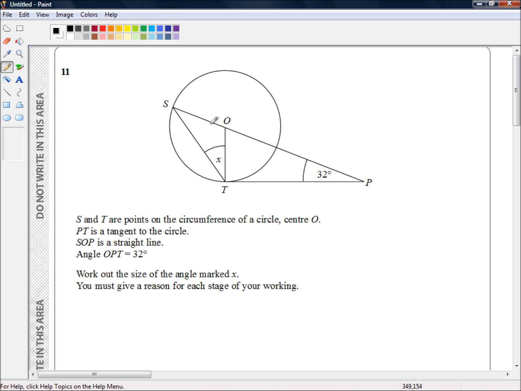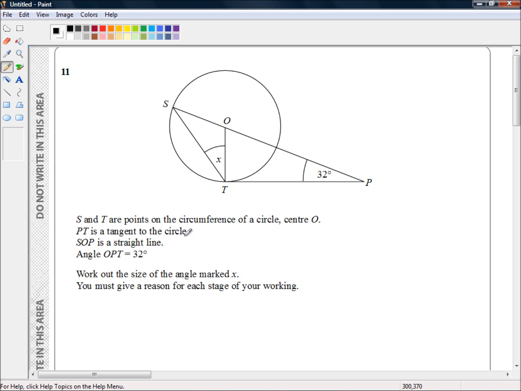Okay, we have a circle, we have two triangles. S and T are points on the circumference of the circle with centre O. So this is on the circumference, this is on the circumference, and the centre is O. So that means that that and that are radii of the circle.